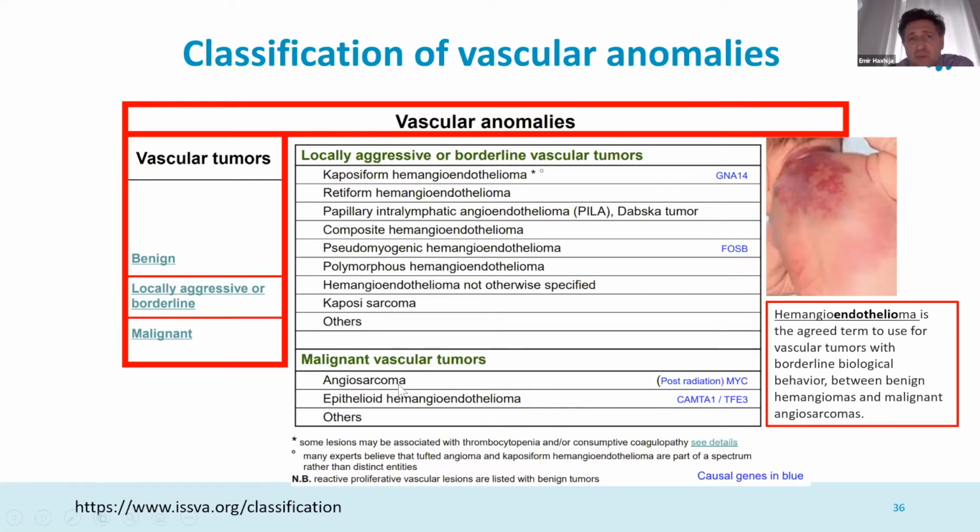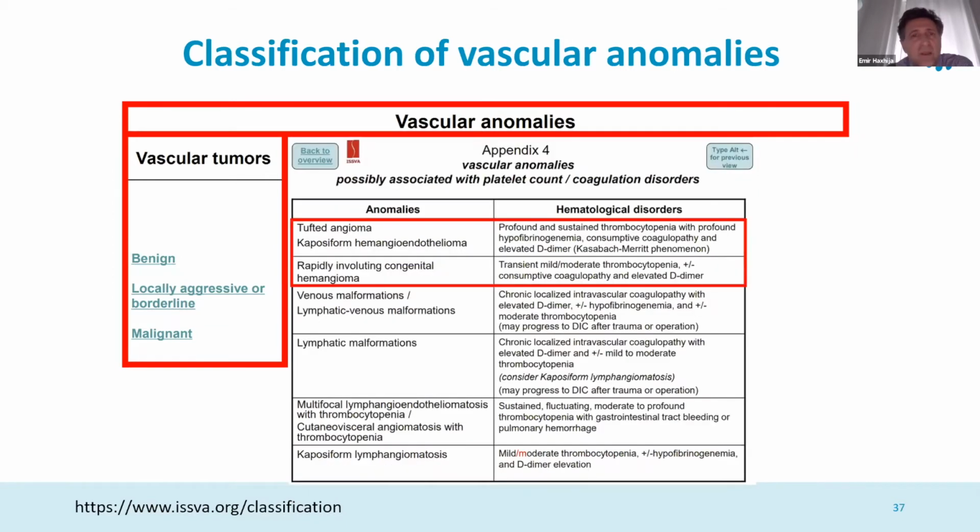The last group of vascular tumors is the malignant group of vascular tumors, like angiosarcoma or epithelioid hemangioendothelioma. They are characterized, both of them, by distant metastasis. Angiosarcoma is a very aggressive tumor. Thank God, it is very rare. So you will rarely see angiosarcoma in your career, at least as a pediatric surgeon or pediatrician. It is, of course, more common in adulthood and in geriatrics.